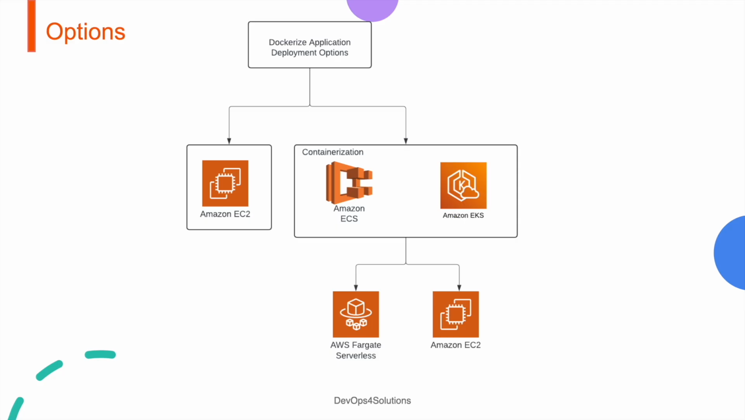So for any Dockerized applications, what deployment options do you have? You have Amazon EC2, and second you have containerization. Under containerization, we have Amazon ECS, which is Elastic Container Service, and Amazon EKS, which is Elastic Kubernetes Service. Both of them provide AWS Fargate, which is serverless. It means you don't need to worry about the servers, just work on the configuration side. And the second is Amazon EC2 instances.